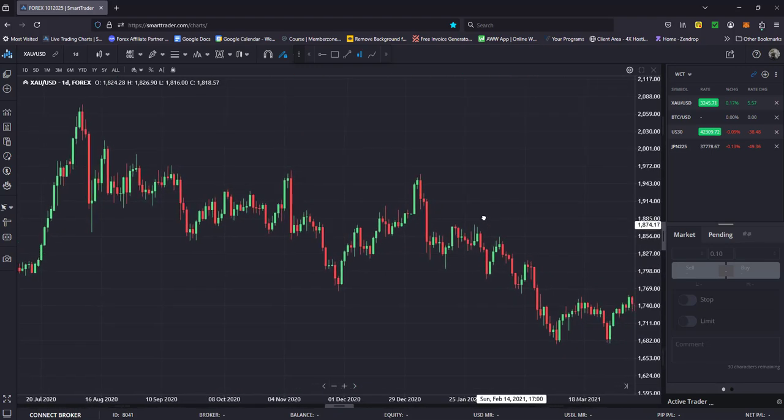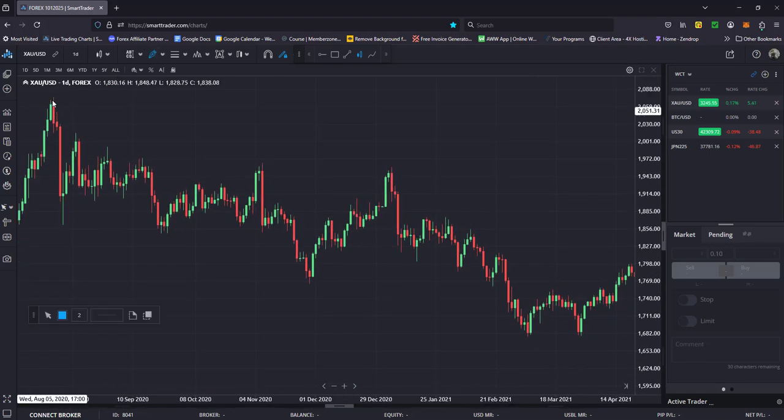And again, I'm just zooming into this area here. In a downtrend, you can see that we are making lower lows, lower highs, lower lows, lower highs, lower lows, lower highs. So again, you could see we started really high. We had a low. We had a lower high here. We had a lower low.